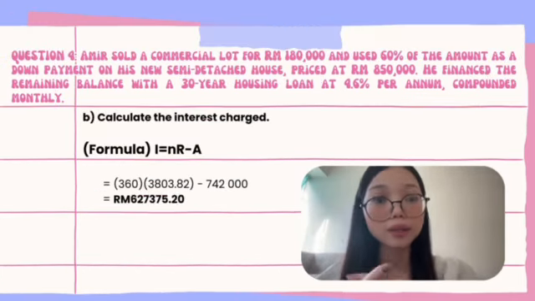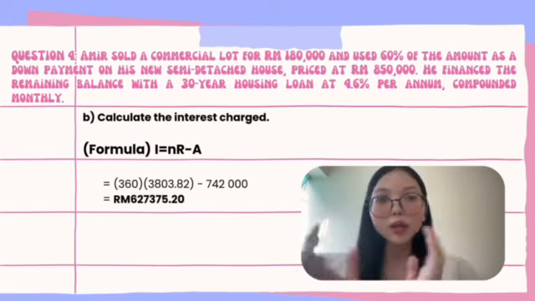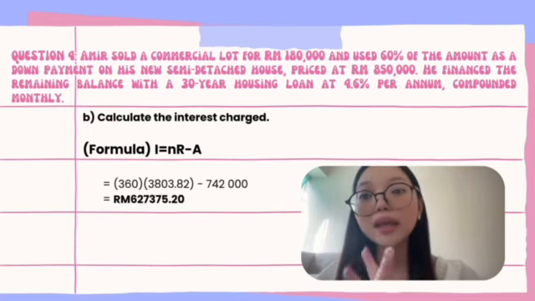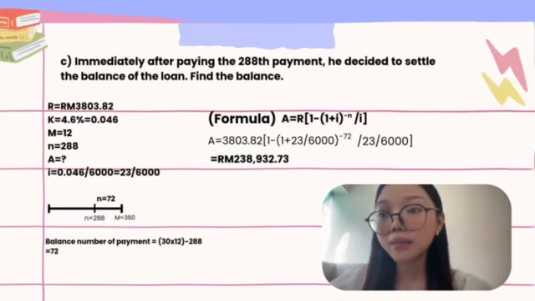So the next question is we need to calculate the interest charge. So we need to use this formula, I equals N R minus F. So it will be open bracket 360, close bracket, open again bracket, 3803.82, close bracket, minus 742,000, and our answer will be 627,375.20.